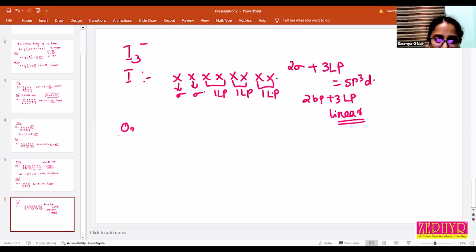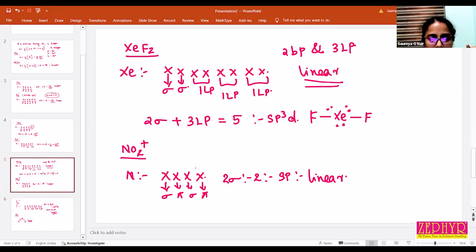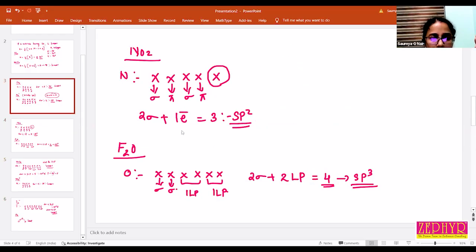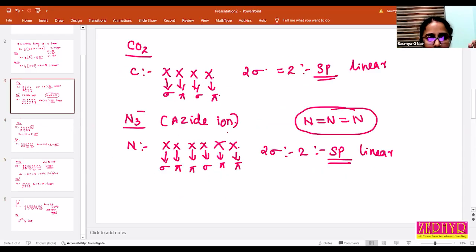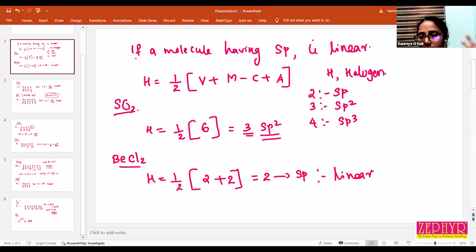Then O3. O3 we already know the structure, right? This is a bent molecule, not linear. So how many linear? I3 minus linear 1. NO2 plus linear 2. HCF2 linear 3. Then N3 minus linear 4. CO2 linear 5. Then BeCl2 linear 6. So the answer is 6.